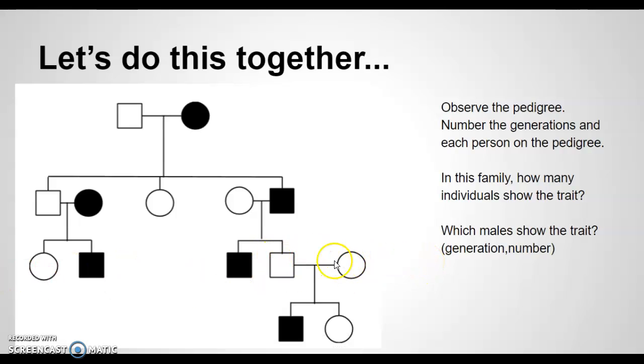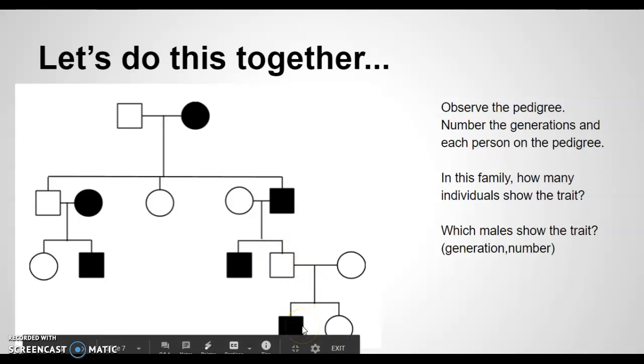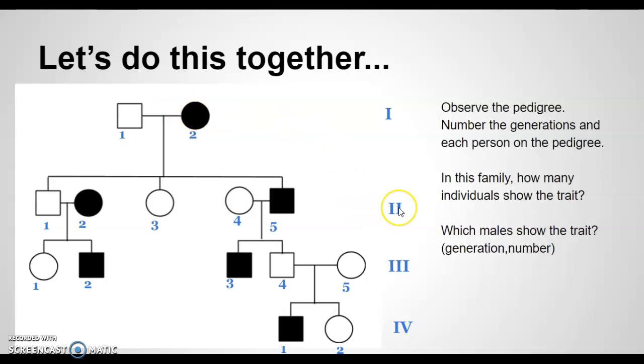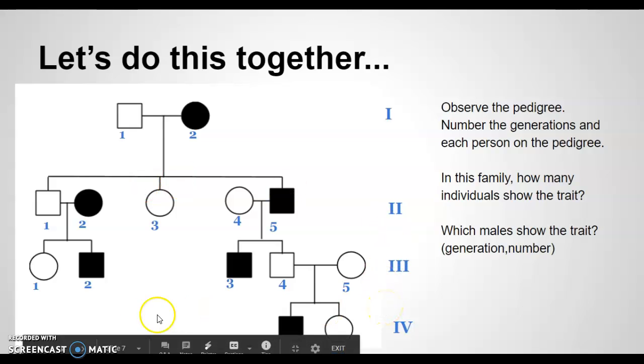And then this match had a generation 4. Filling in what we know, we number them left to right going down through the generations. So we have generation 1 with a Roman numeral, person 1, person 2. Then we go down to generation 2 and we number them across. Generation 3, generation 4.